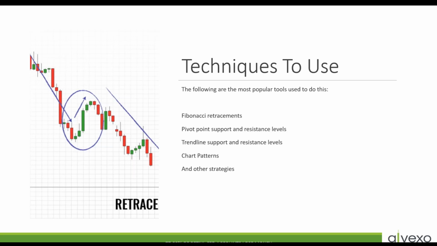My charts always have my support and resistance. They tell me more than anything else I need to know. Trend line support and resistance levels. Chart patterns. I am a chart pattern trader. I use support and resistance and chart patterns. That's basically what I trade from. I don't use indicators. Okay.